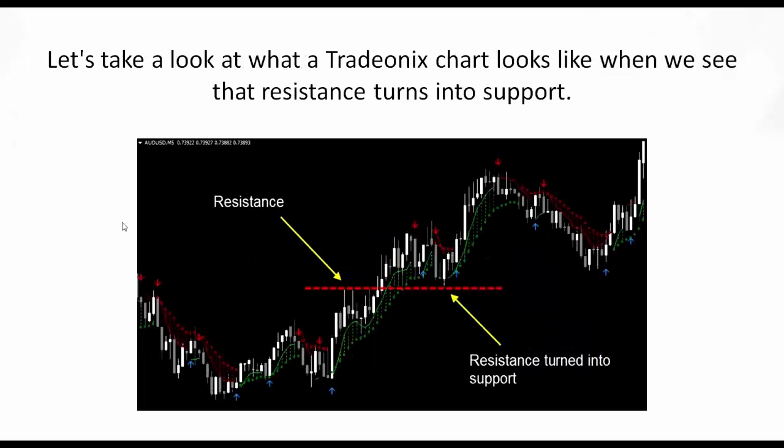Now this is the same thing on a Tradeonics chart. This is what it looks like when we see resistance turn into support on a Tradeonics indicator-laden chart. Resistance, price moves up, finds a spot where it can't break through, gets turned away. Finally, it does break through and then comes back to test that level as support. And then from there, we have a nice trade.